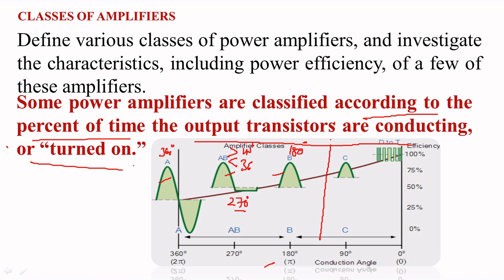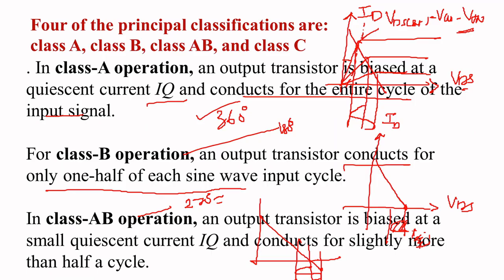When you want to have a full swing, it should be in the center of your ohmic region and the cutoff region, right? So that is your saturation region. When you want to have half of the signal, you want to fix it in your cutoff region. When you want to have more than half of a signal, you want to fix it lower than your cutoff region. So that's what we learned, right?